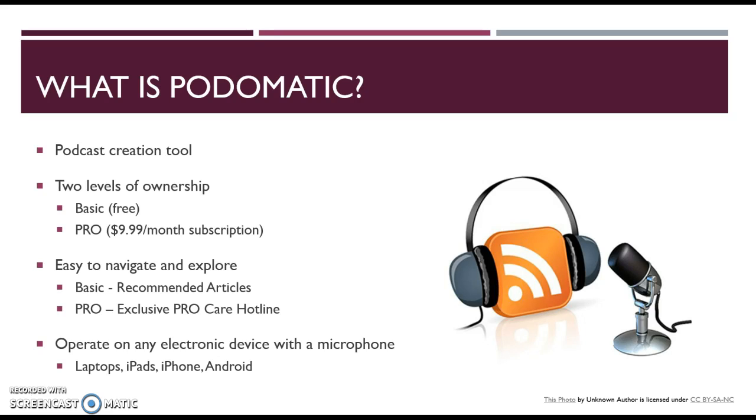PodOmatic has two levels of ownership. The first is Basic, which offers its users a free subscription to the site. Teachers would utilize this level as it offers one URL address that can house over 300 episodes, not exceeding 500 megabytes of storage. The second level is Pro, designed for professional podcasters. The subscription cost is $9.99 per month. With that cost, you receive high-definition downloads, design tools, customer support, and a few other options not offered to the basic member.